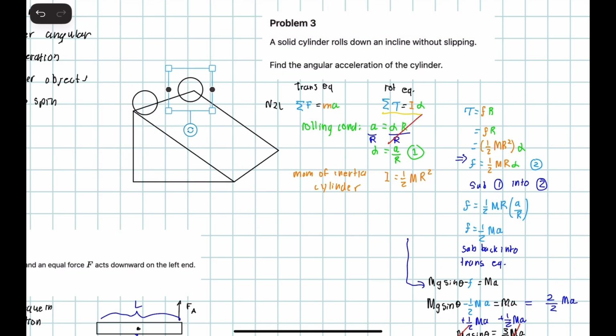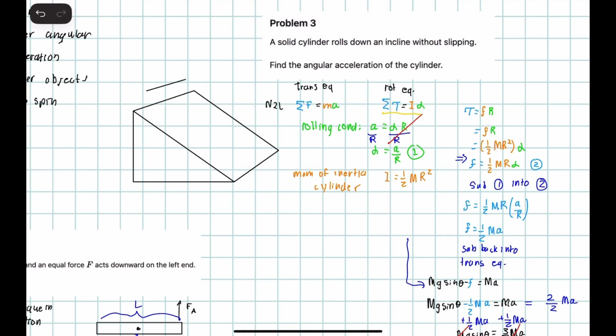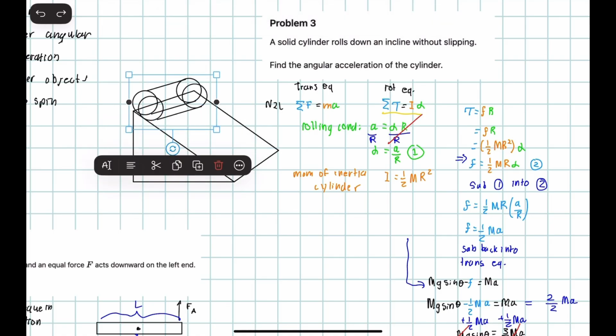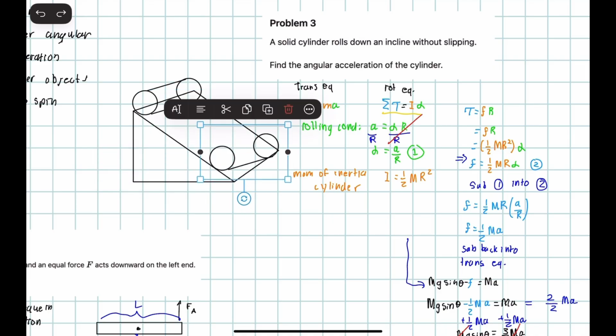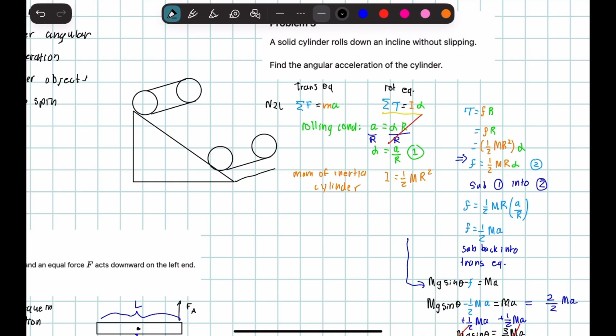So the cylinder goes down like, okay, this is kind of weird looking. This is the cylinder, right? The cylinder goes down the ramp. This is actually not straight, I realize.